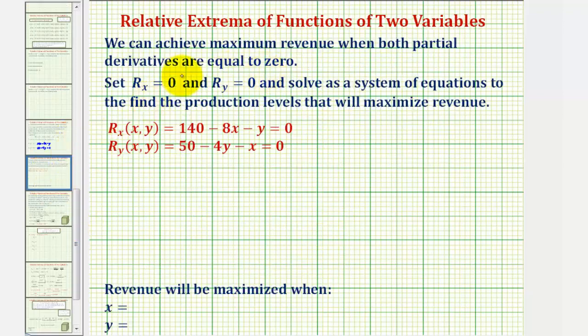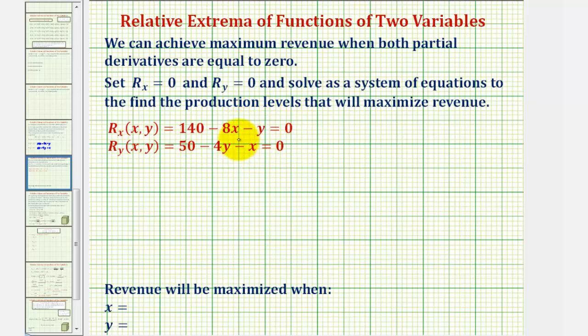For the second part, we can achieve maximum revenue when both partial derivatives are equal to 0. So we want to set our partial derivatives equal to 0 and solve as a system of equations to find the production levels that will maximize revenue. So here are the partial derivatives from the first slide. Notice how I set them equal to 0, and now we'll solve this as a system.